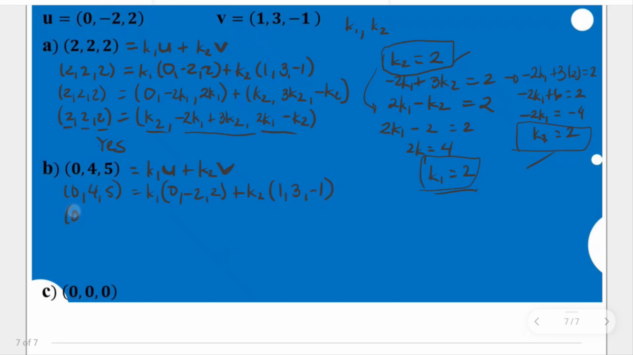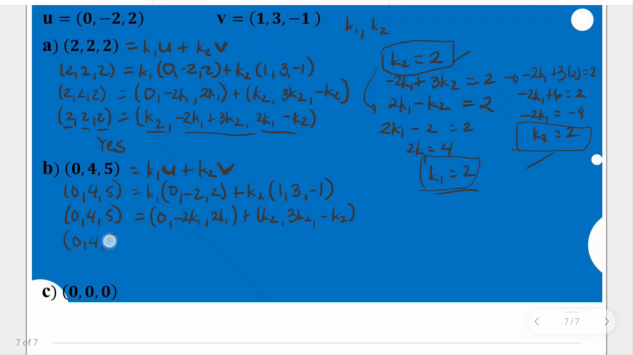So again, same thing as earlier. Let's distribute our scalars k sub 1 and k sub 2. This is still 0, negative 2k sub 1, and then 2k sub 1, plus k sub 2, 3k sub 2, and negative k sub 2. Basically, we will have the same left-hand side as item A, but we will have different values for the right-hand side.